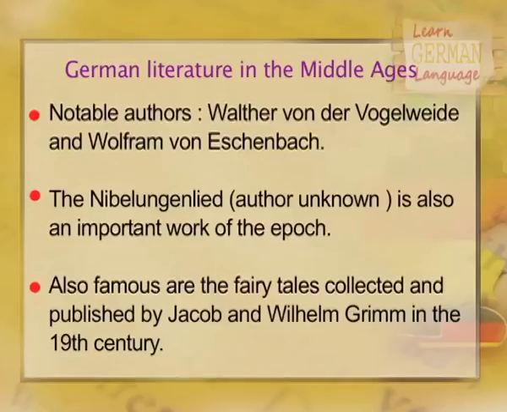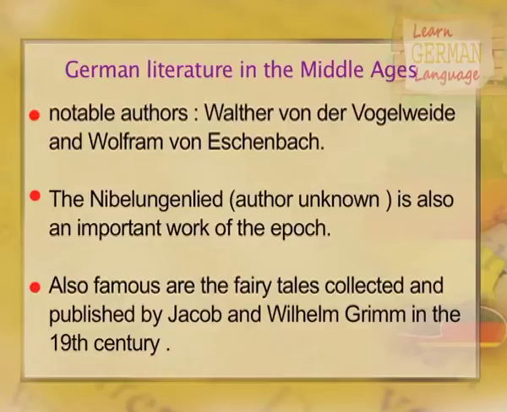The German language is used in German literature, as you know, and it can be traced to the Middle Ages, the times of about the 10th to 11th century, when the most notable authors of the period were Walter von der Vogelweide and Wolfram von Eschenbach. The Nibelungenlied, a very prominent German literary text whose author remains unknown, is also an important work of the epoch. Then there is the fairy tales collection collected and published by Jacob and Wilhelm Grimm.